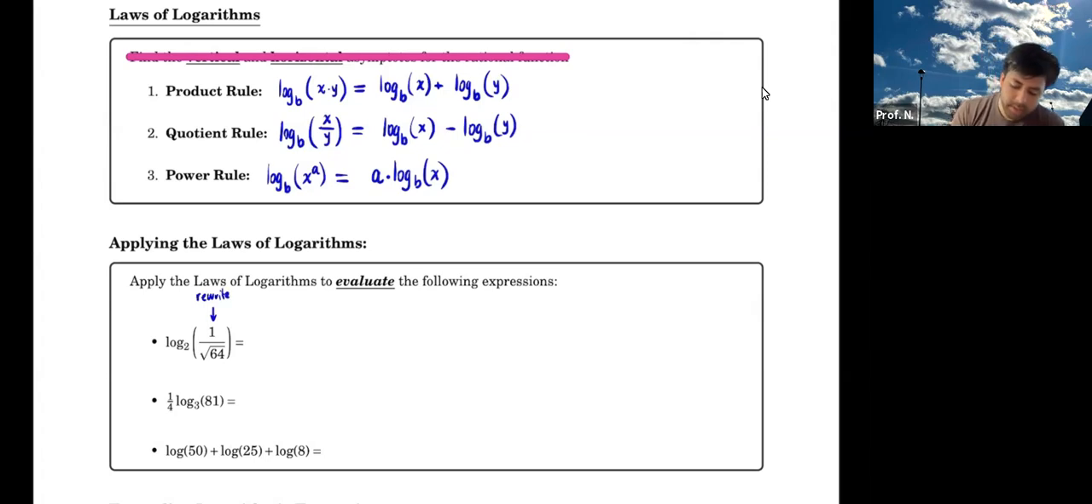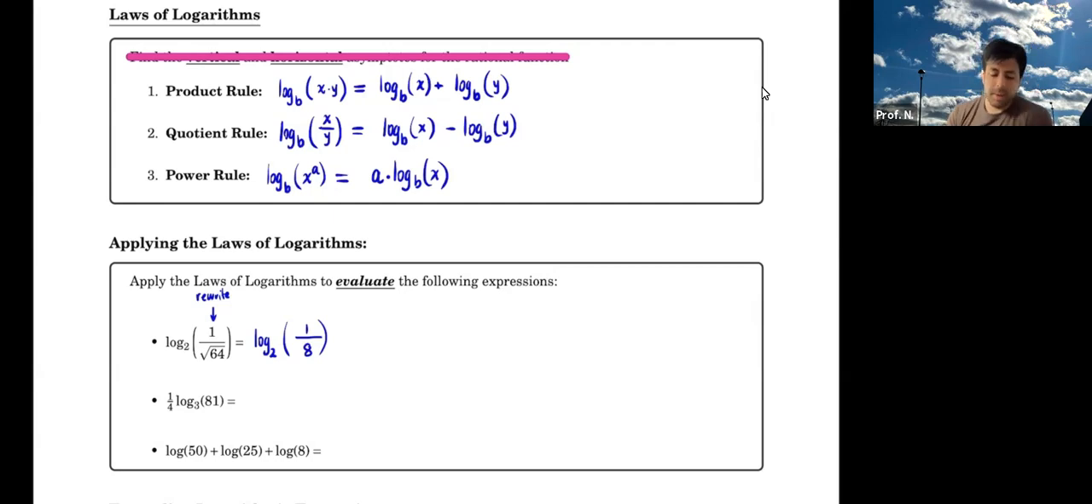Well, one way is I can write this as log base 2 and rewrite this as a fractional exponent. I can write this as 64... Or actually, I can just say, what is the square root of 64? Isn't it 8? Don't we know that already? So I don't have to make anything more complicated. I can just simplify it immediately. So I got 1 over 8.